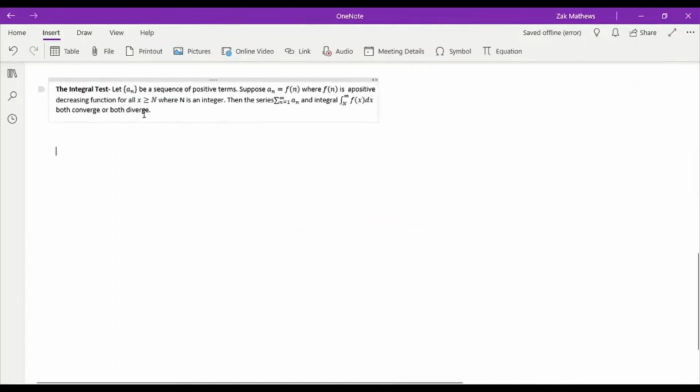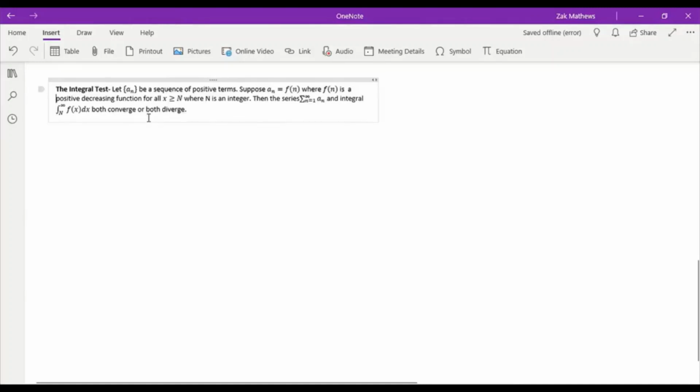The integral test says, let a_n be a sequence of positive terms. Suppose that a_n is equal to f of n, where f is a positive decreasing function for all x greater than N, where N is an integer. Then the series, the summation from n equals 1 to infinity of a_n, and the integral from N to infinity of f of x dx, both converge or both diverge.